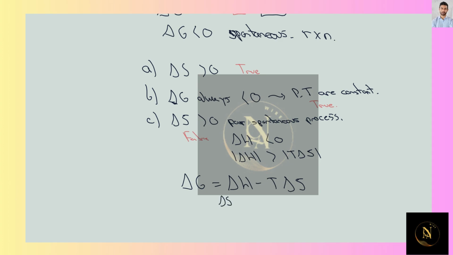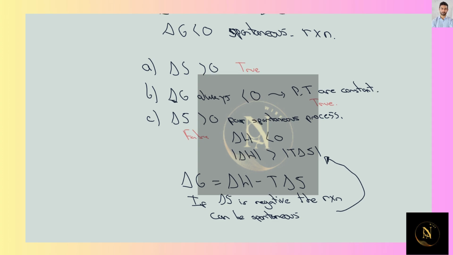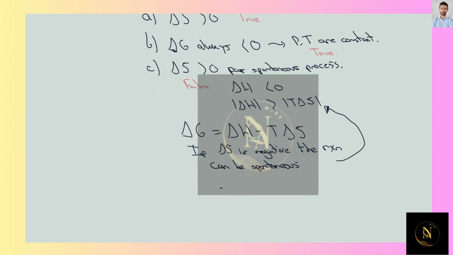So if we assume that delta S is negative, the reaction can be spontaneous if we follow this condition over here. Let's put a super easy example in that case. Let's say that the value for T times delta S was equal to minus 35 kilocalories per mole. Then delta G, that is delta H minus T delta S, would become delta H minus 35.